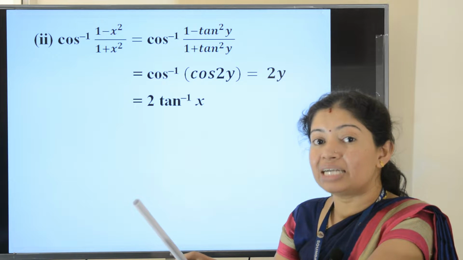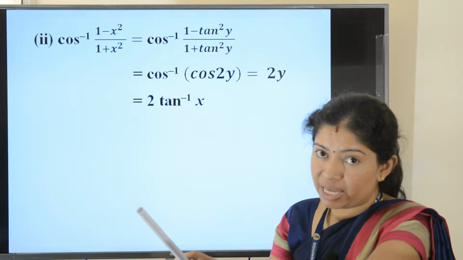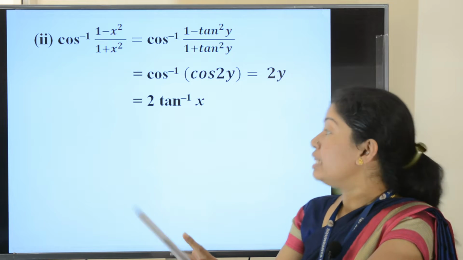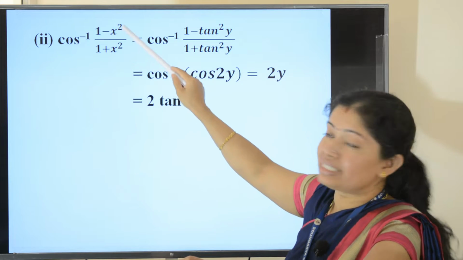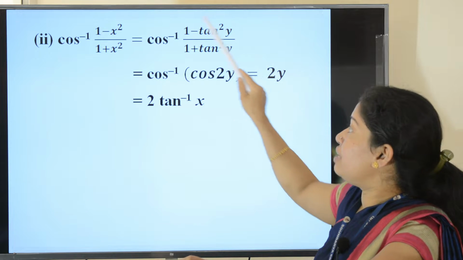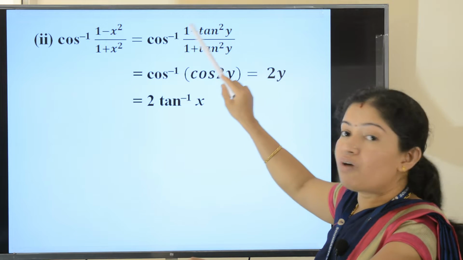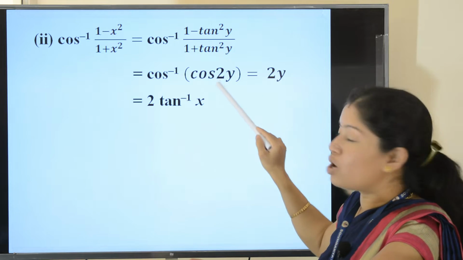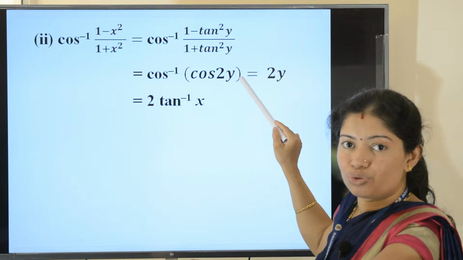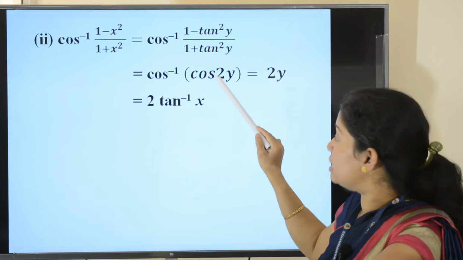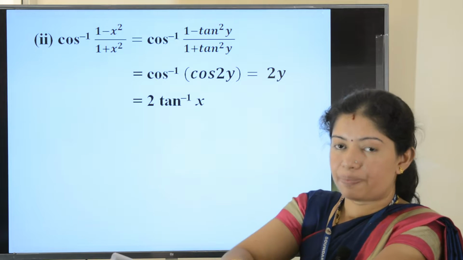So how did we start our proof? By taking tan inverse of x as y. Then x will become tan y. Then we will take the right hand side of our result. Then we will replace x by tan y. When we replace x by tan y, then we will get a standard formula here. This is the formula of cos 2y. Then we will be having cos inverse of cos 2y. Cos inverse and cos you can cancel. This will give us 2y, that is equal to 2 tan inverse of x.